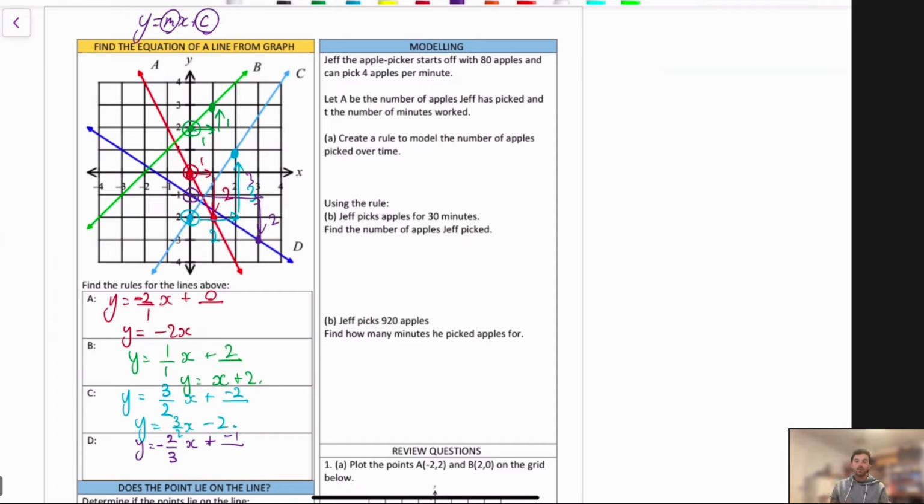Hopefully this video was useful. We looked at sketching graphs, both by using y is equal to mx plus c form, but also sketching graphs using an x-intercept and a y-intercept, and by finding those. And we also found the graph using y is equal to mx plus c form.